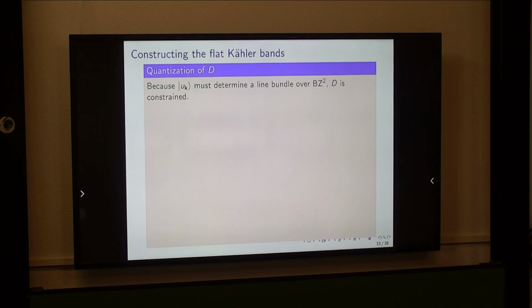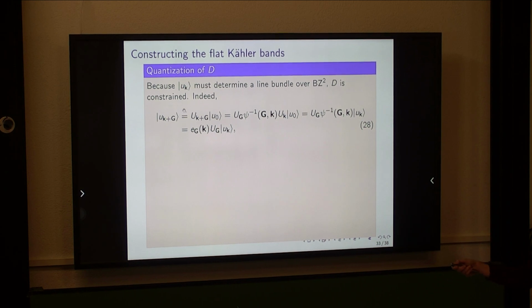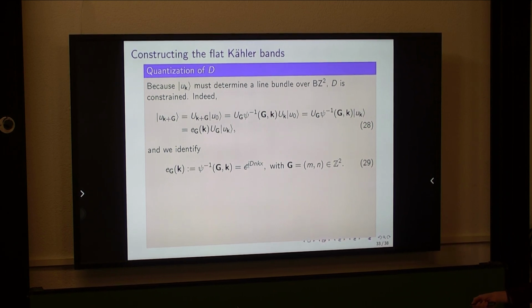Okay. Furthermore, remember that in the U sub k we had a line bundle. So that will give us another constraint. So since U sub k must determine a line bundle over the Brillouin zone, we can see that by simple translation of this and using the projectivity of the representation, you can find what the multipliers of the line bundle are. And the multipliers are given by this. And then you can kind of guess that D has to be related to the Chern number.